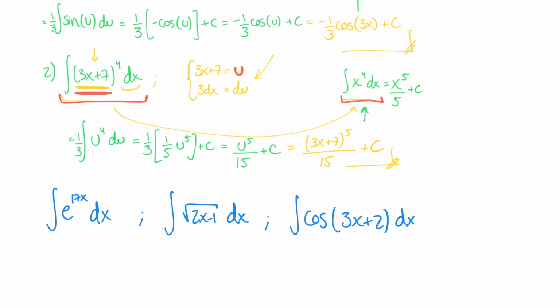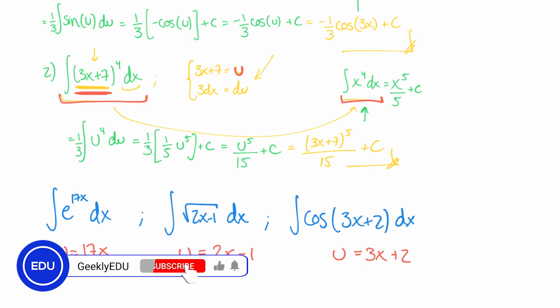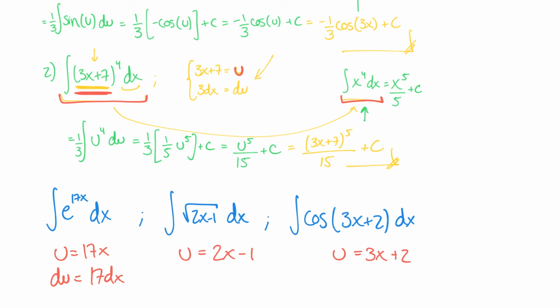And in every case, we would just do a U substitution. U equals 17x, U equals 2x minus 1, U equals 3x plus 2. Then it is very important to always find du as well. Okay, du equals 17dx, du equals 2dx, du equals 3dx. Basically, just substitute and solve the integrals.